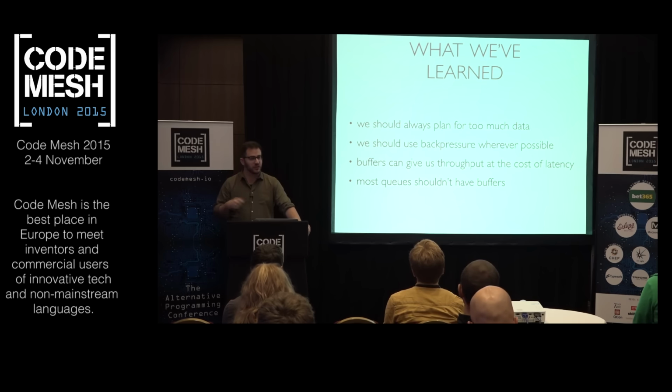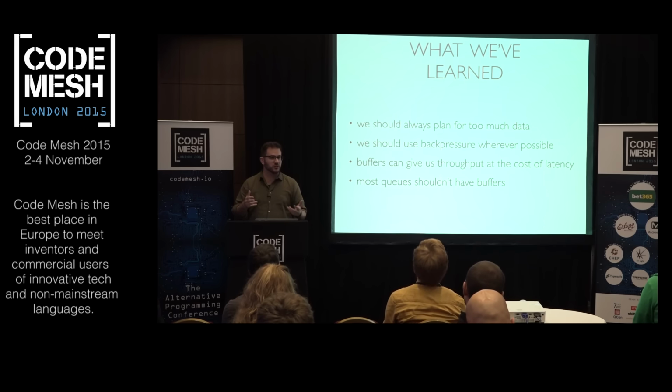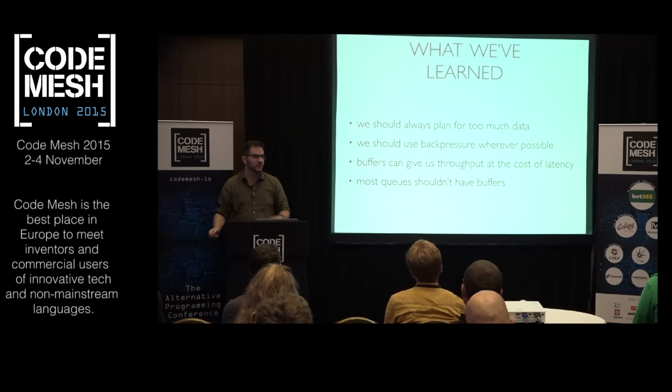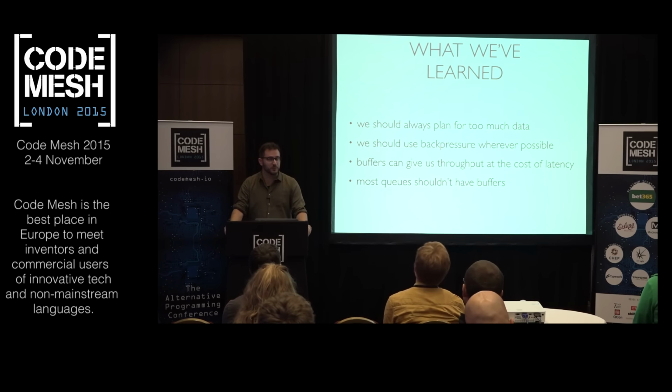Buffers can give us throughput at the cost of latency. And buffers should exist in as few places as possible. Maybe you have one big buffer at the periphery of your system, but having many different buffers makes it hard to think about, and tends to amplify these latency effects. If you want some more information on this, search for TCP buffer bloat. This is a very good real-world example of what having many composed buffers together will give you. And so in practice, most queues should not have buffers.